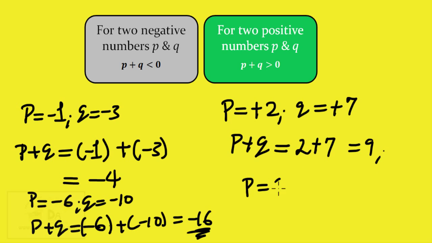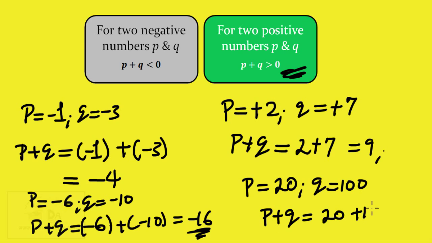If p is 20 and q is 100, because p and q are positive numbers, their sum must be a positive number according to this rule. P plus q in this case is 20 plus 100, which is 120. 120 is the same thing as plus 120.